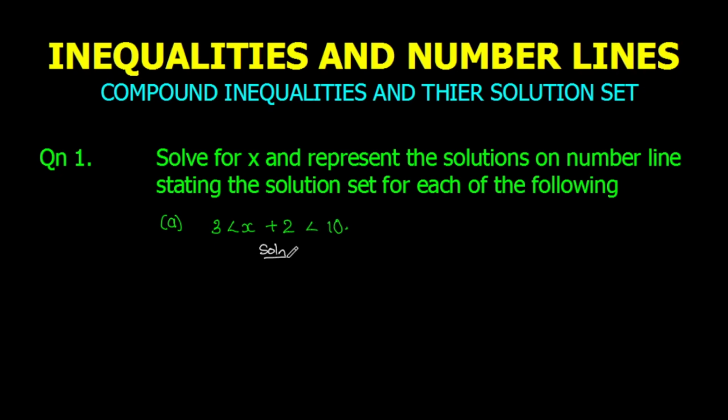Now, in the first place, we can copy our question down here, and we have 3 is less than x plus 2 is less than 10. And you would ask yourself, how am I supposed to work out this number? Quite simple. There are 2 ways in which we can work it out, and I prefer one of the methods, and I'm going to use it mostly. But let me start with the method that I don't prefer.